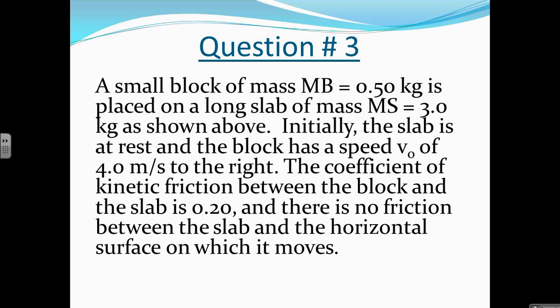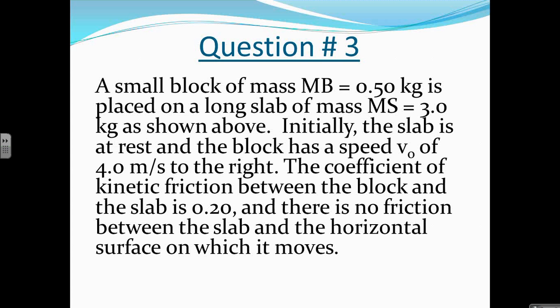Initially the slab's at rest and the block is moving with a speed of 4 meters per second to the right. There's a coefficient of friction between the block and the slab of 0.2, and there's no friction between the slab and the horizontal surface.